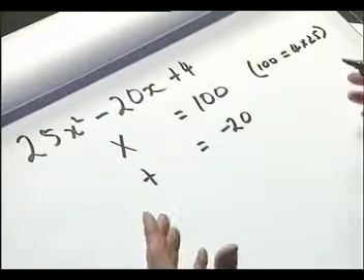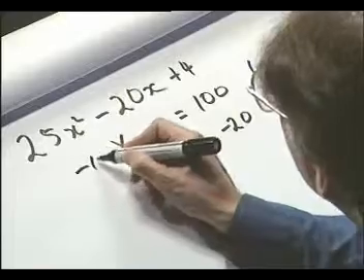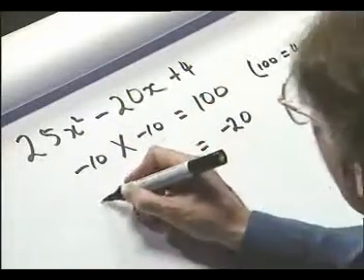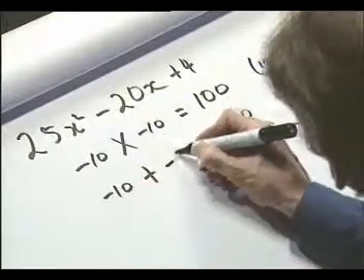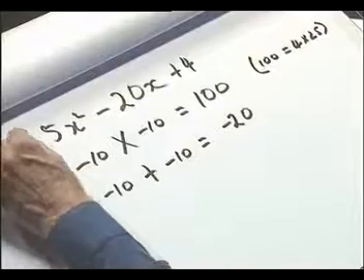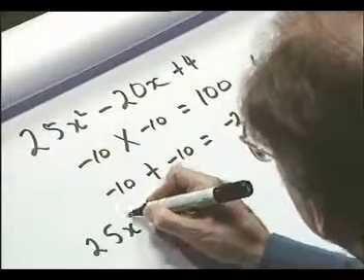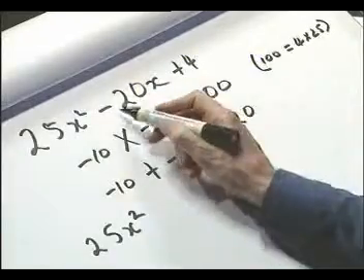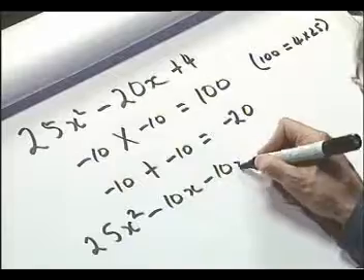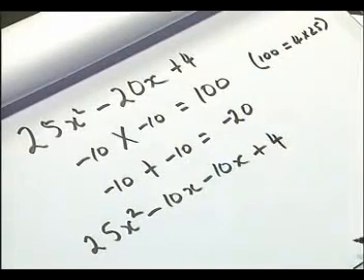The obvious choices are 10 and 10. Well, minus 10 and minus 10, because we want minus 10 times by minus 10 to give plus 100, and minus 10 plus minus 10 to give us minus 20. So we take this expression, 25x squared, and we break down the minus 20x as minus 10x minus 10x, and we have the last term plus 4.